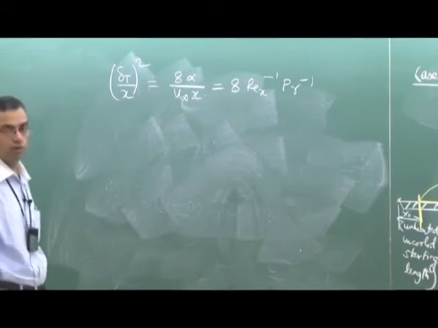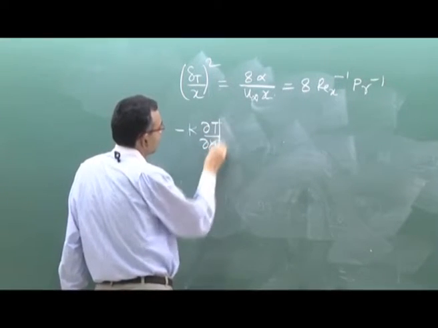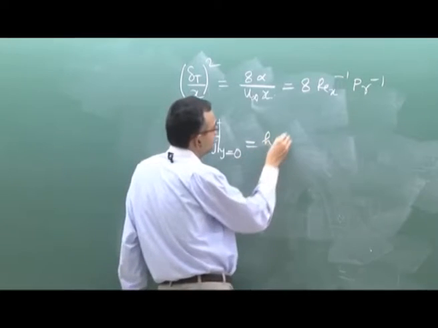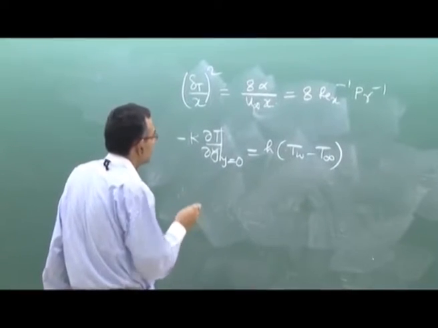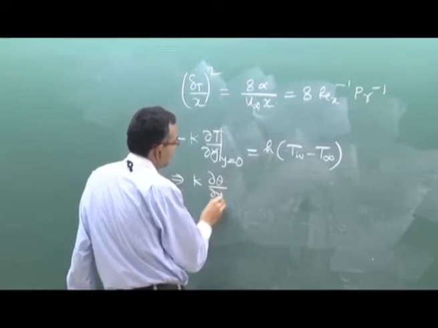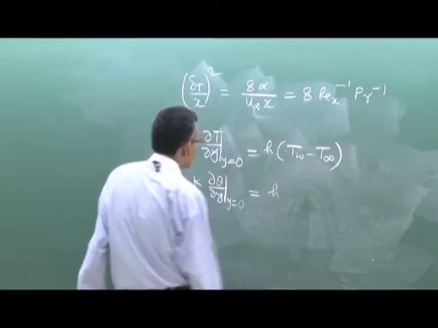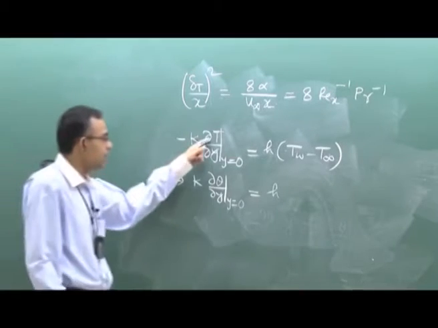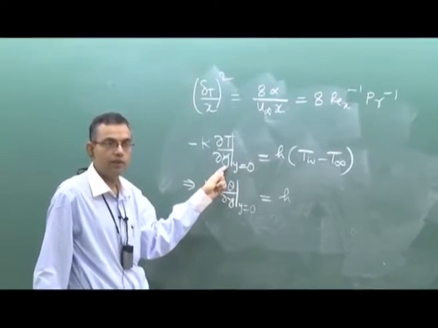Okay. So now our objective is to get the Nusselt number. So we will use the boundary condition at the wall. So theta is T minus T wall by T infinity minus T wall. So we have brought this within this derivative.